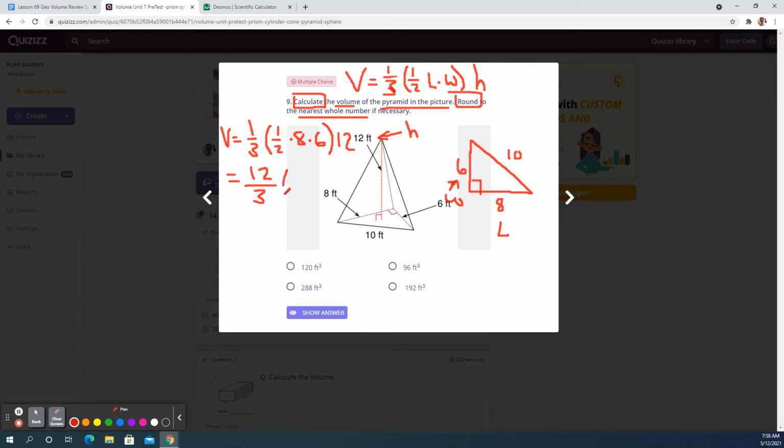Half of 8 is 4 times 6. 3 goes into 12 4 times. 4 times 6 is 24. 4 times 24: 4 times 20 is 80, 4 times 4 is 16, 80 plus 16 is 96. And this is feet cubed.